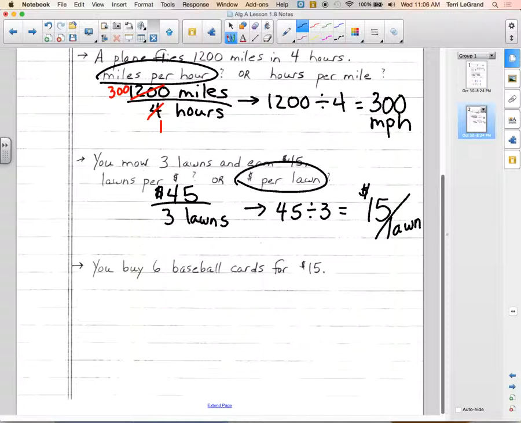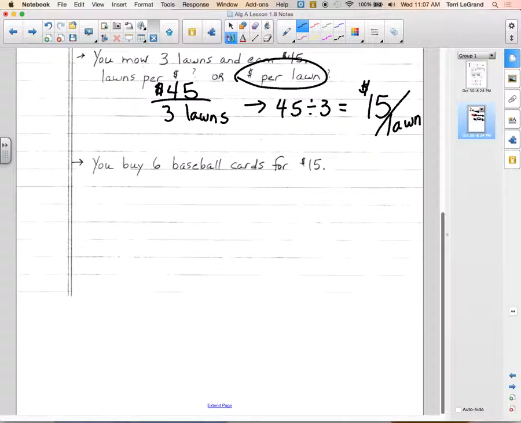We don't have to, you can put 1 in front of that lawn if you want, but typically you would not see it written that way. So you get paid $15 for every lawn that you mow. Okay, you try and set up the last one. You decide which makes more sense, to do cards per dollar or dollars per card. And then you set up your ratio accordingly and simplify it down to a unit rate.